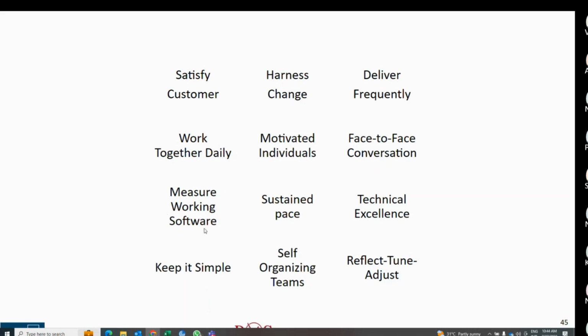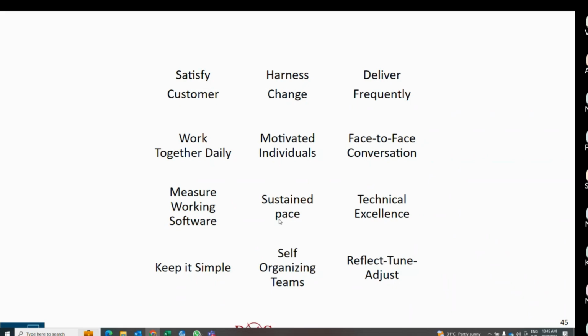Measure of progress: working software. The only measure here is working software, no other measure. They are not interested in how many defects you find, how many lines of code you have written, what your review comments are, what your automation penetration is. They can be good numbers, but that cannot be a measure of success. The only measure of success is software.